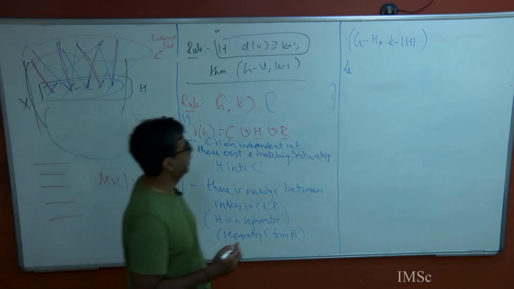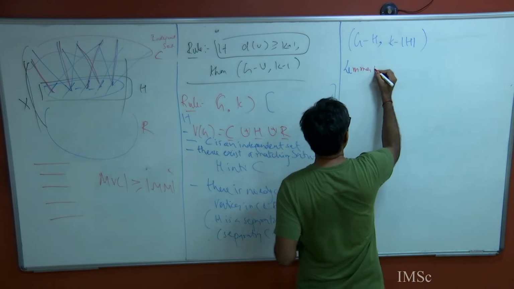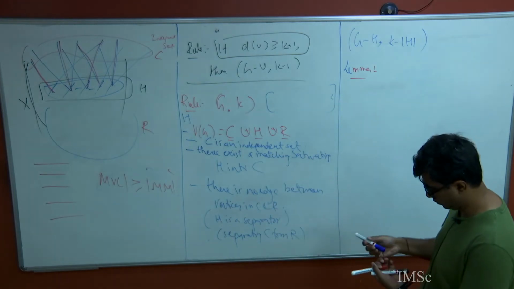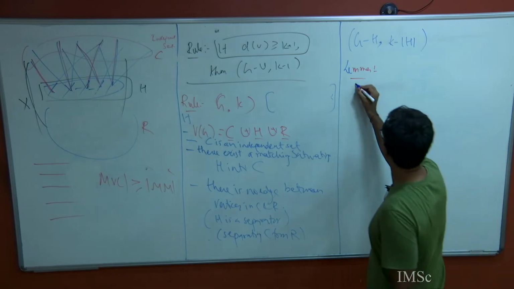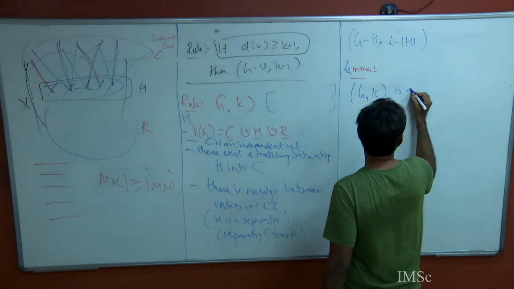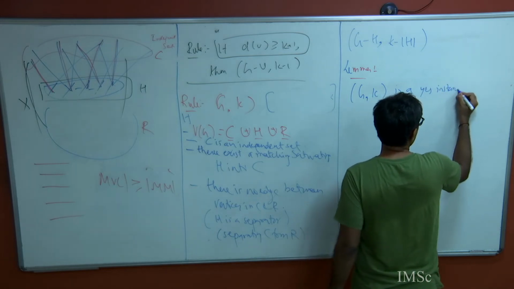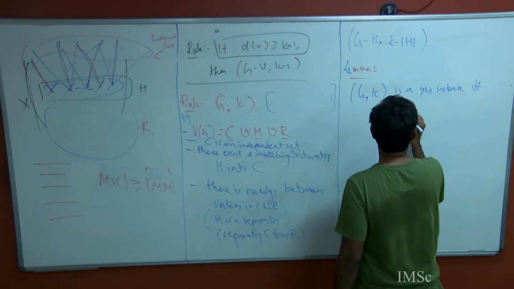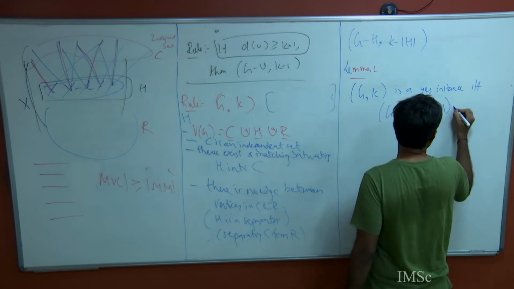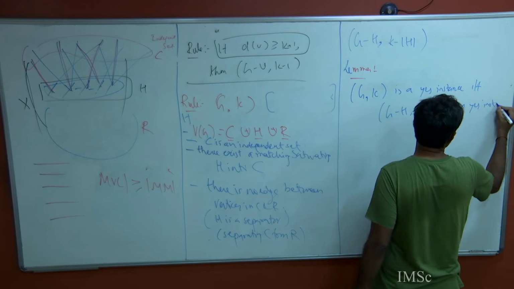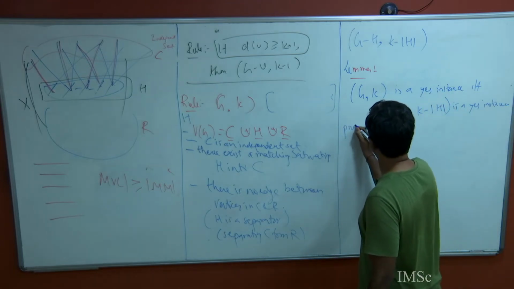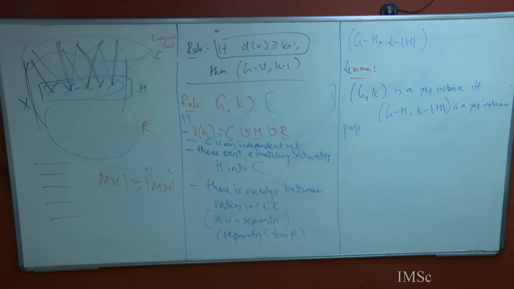Now the lemma which I want to prove, the correctness lemma, is the following: G comma K is a yes instance if and only if G minus H, K minus H is a yes instance. Which direction is easy? One direction is literally trivial. I think K minus H to G comma K, yes, that's obvious.